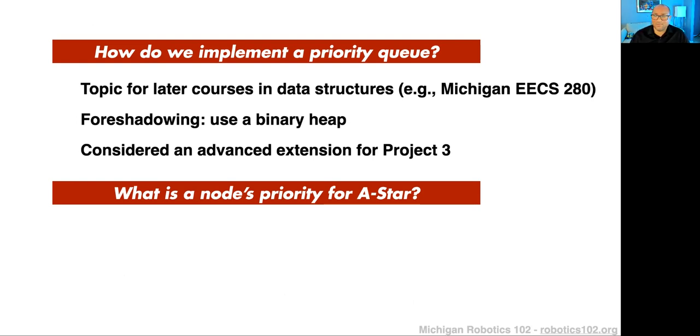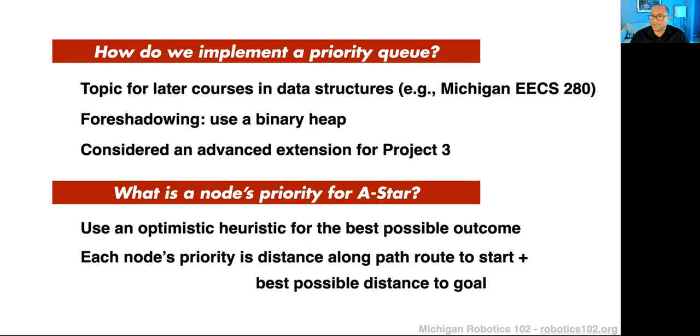The second question was, what is a node's priority for A star? How do we decide a priority so that if we put it onto this heap structure, we can access that element and dequeue the highest priority element for A star? The way we're going to do this is by using what's called an optimistic heuristic, which assumes that from wherever the node is right now, we consider the best possible outcome in terms of the length of the path.